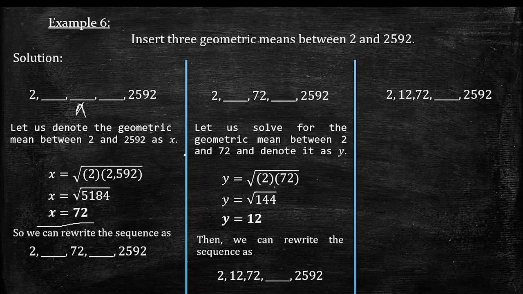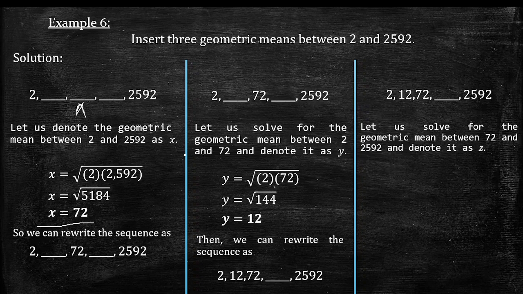So i-copy natin yung latest sequence natin. Isa na lang yung missing na geometric mean, yung geometric mean between 72 and 2,592. So, same formula. Let us solve for the geometric mean between 72 and 2,592 and denote it as Z. Z naman yung gagamitin natin. Z, wait, hindi ko pala napalitan. So, Z is equal to square root of 72 times 2,592.